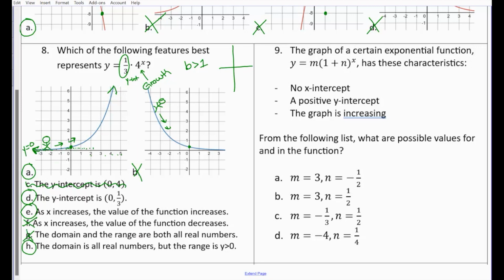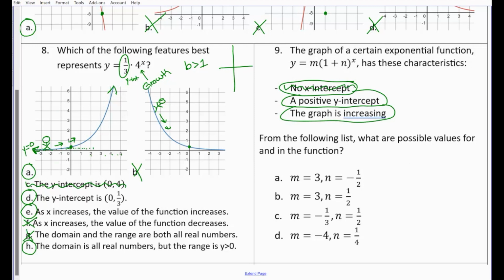Okay, number 9. The graph of a certain exponential function y equals m times (1 plus n) to the x power has these characteristics. It has no x-intercept, it has a positive y-intercept, and the graph is increasing. So let's start with it has no x-intercept. Well, that means it's never going to touch the x-axis.